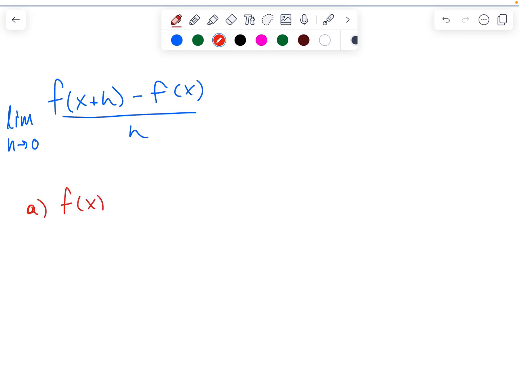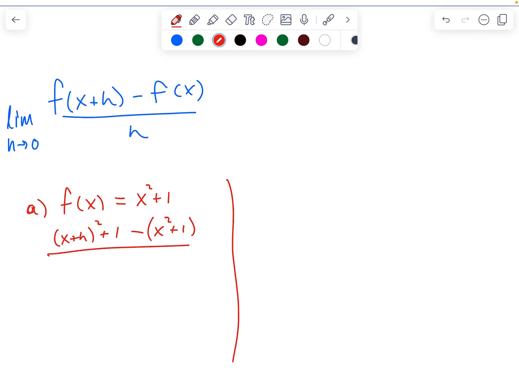If f of x equals x squared plus 1, what I could do is I would have x plus h squared plus 1 minus x squared plus 1 over h, and I want that limit as h approaches 0. So what we do there is we simplify.